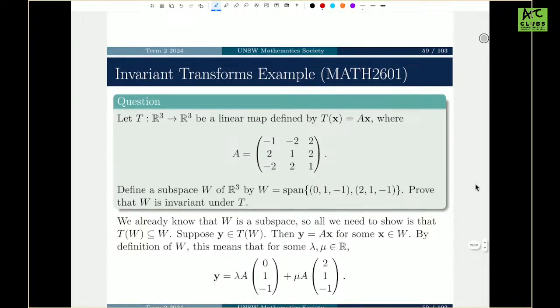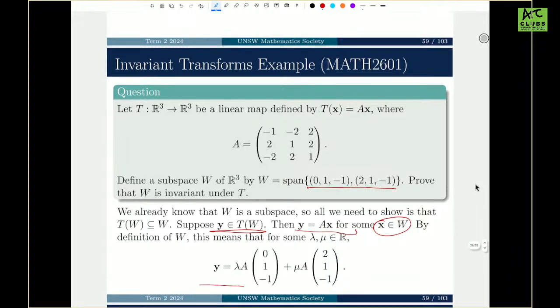So we can write any y in T of W like so, and because we have this basis here for W already for free, we can just write this x in W in terms of a linear combination of that basis. So we can write any y in our image of W like this. So we should just need to show that A applied to either basis vector is an element in the span of W itself.